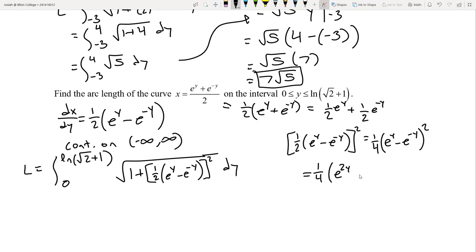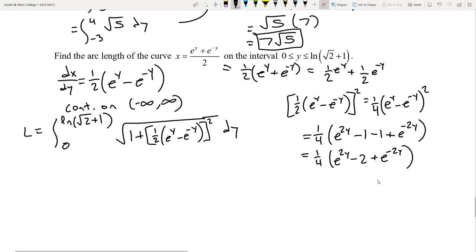Multiply these both together. Again, we get 1 minus 1 plus e to the negative 2y. All right, that's first, outside, inside, last. So we've got 1/4 e to the 2y minus 2 plus e to the negative 2y. And remember, we're going to likely be using that trick here, so we're probably going to be most helped if we distribute that 1/4 back out. So 1/4 times negative 2 is going to give us that negative 1/2, and that's what we're looking for.